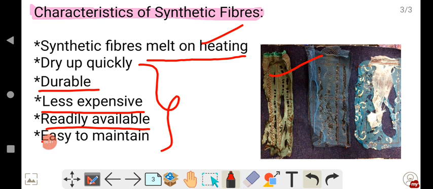So children, these are some of the characteristics of synthetic fibers. In the next video, we will continue the chapter with the next topic, which will be plastics.